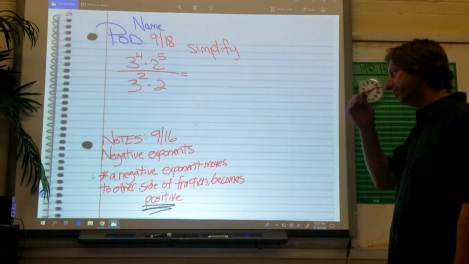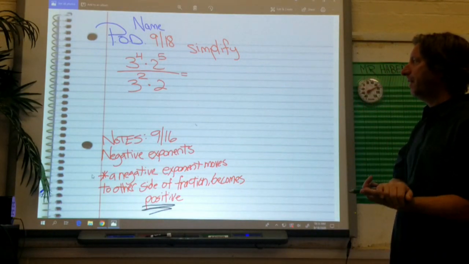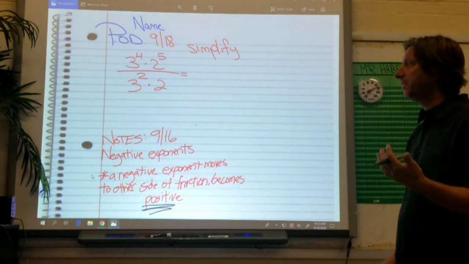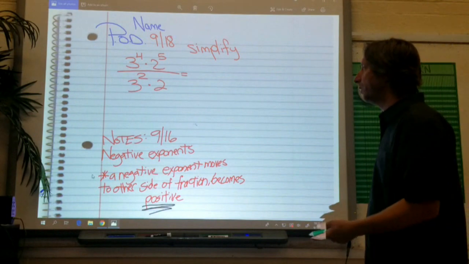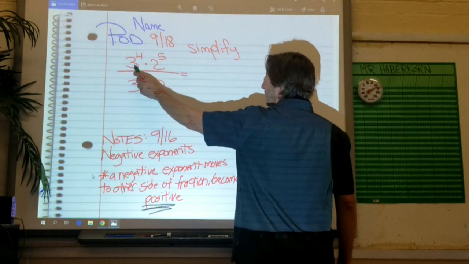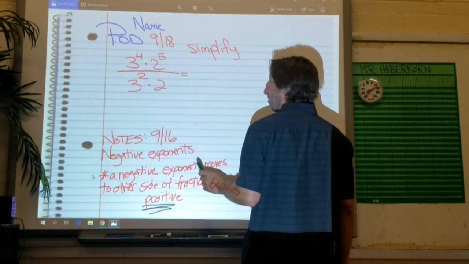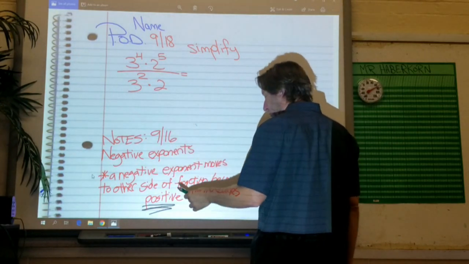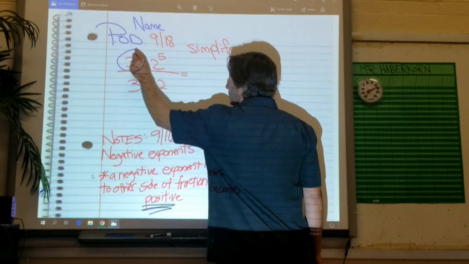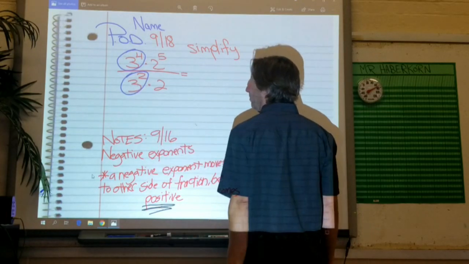Problem of the day. Simplify. So we don't need a number answer. We just need to make it more simple, all right? So we're going to look for the same base. First of all, I can't combine these. They have a different base. Look at the bottom. Can't combine those. They have a different base. But we can combine up and down. Here's 3 to the 4th and 3 to the 2nd.